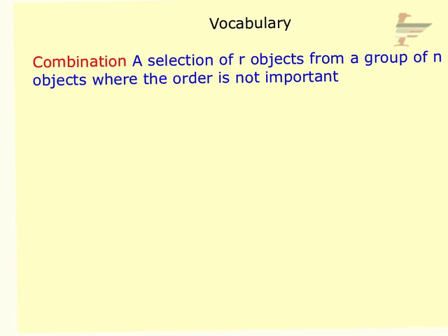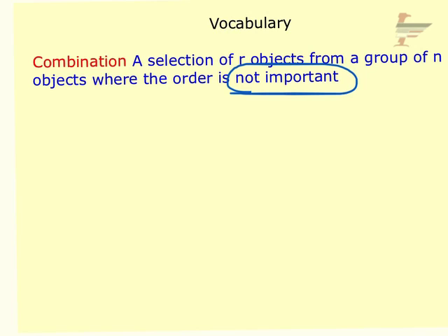So what is a combination? It is a selection of R objects from a group of N objects where the order is not important. So notice here's your R and N again, and just like a permutation, it's going to be an ordering of objects, but the order isn't going to be important.